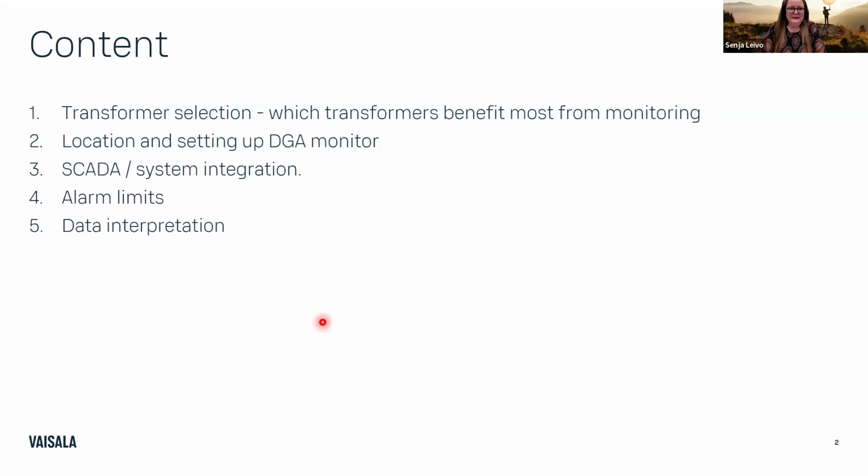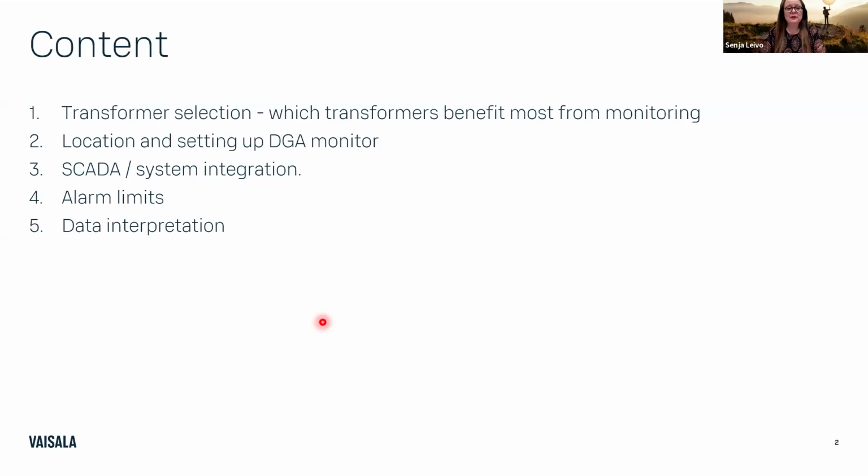I'm not going into very technical details, but I think our main message here is to go through these 5 items and give you some tips and ideas on how to consider this. So first of all, how to select the transformers to monitor. Many utilities have a large fleet, and it's obviously not realistic to have online monitoring for each and all of those. So let's talk about that a little bit.